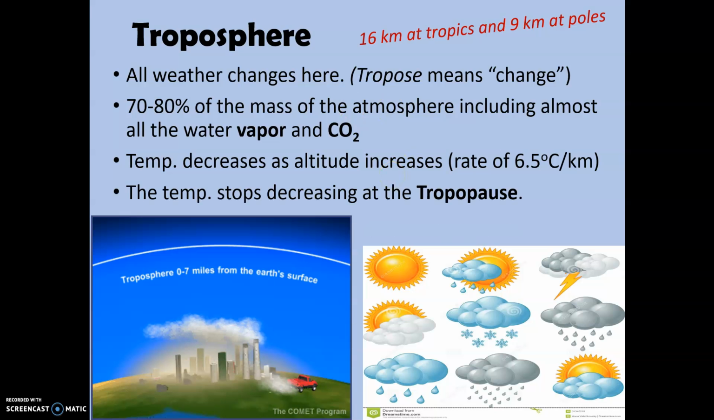What tends to happen is the temperature stops decreasing at what's called the tropopause. The tropopause is sort of the layer between the troposphere and the next layer above. And the tropopause actually is responsible for some of the weather patterns that we'll get to in the next couple weeks.